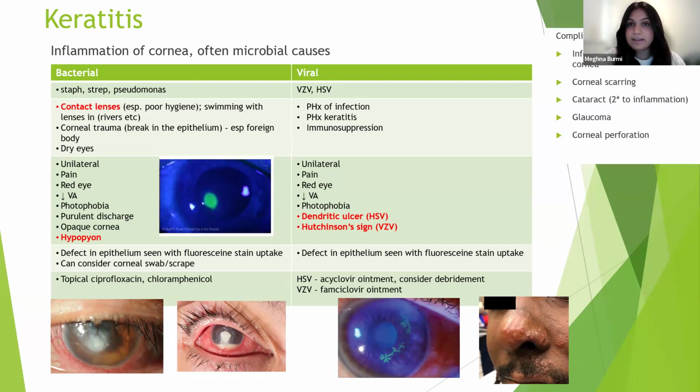Why do we want to get keratitis treated? It can cause further spread of your infection, can cause corneal scarring, which would cause permanent eye damage, basically. We can have cataracts with increased inflammation and glaucoma, and we'll talk about those two in a bit. And very scary, we can have a corneal perforation, which we don't want.